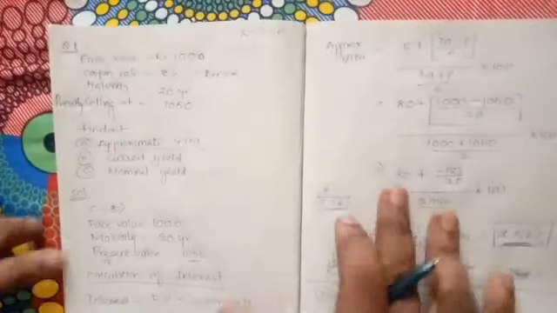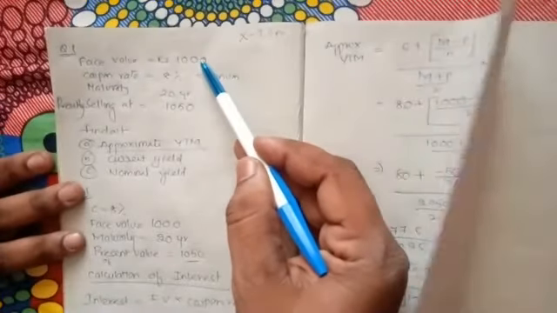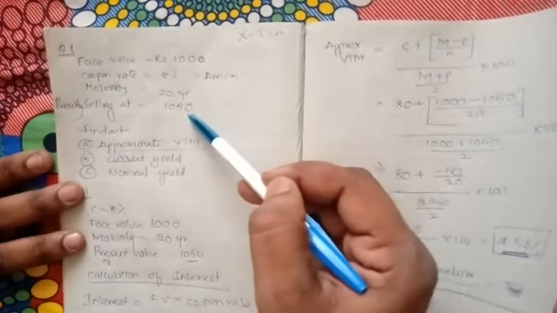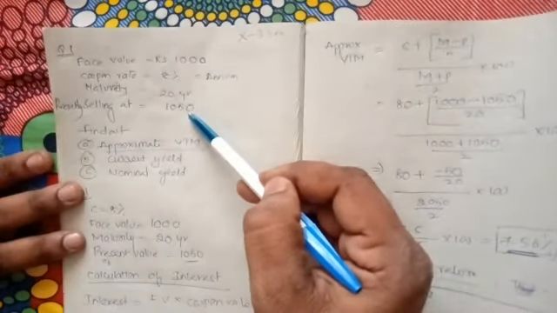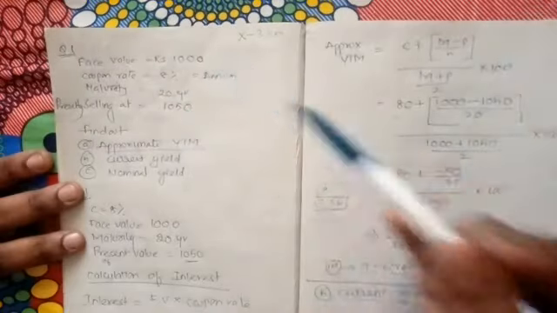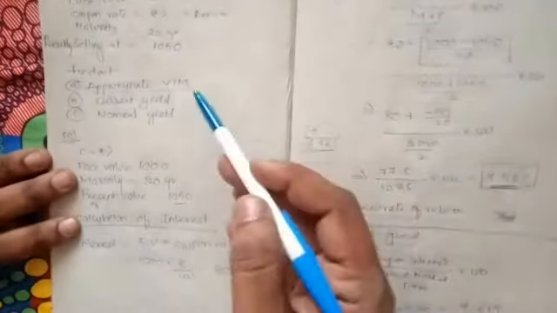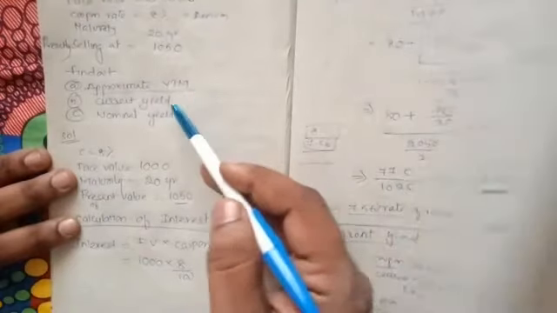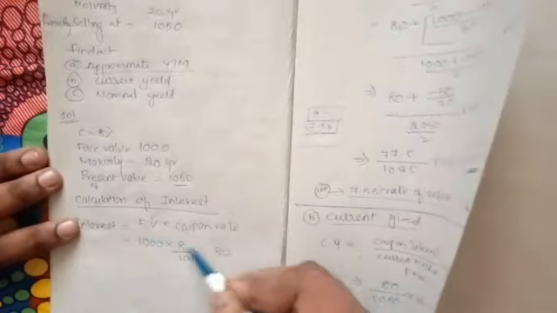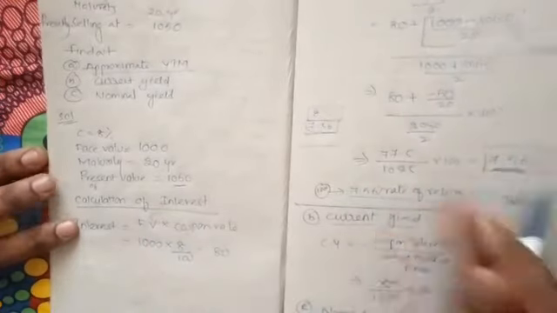Do you have any doubts here? See, once again, I'm explaining to you. This is the face value he has given. This is a coupon of 8% per annum, maturity 20 years, presently selling at 1050. The face value is lesser than the present value, meaning it is selling at a premium. He asked us to calculate approximate YTM, current yield and nominal yield. First we calculated the interest amount. Every time we calculate on the face value, that is face value into coupon rate, 1000 into 8 divided by 100, that is 80.